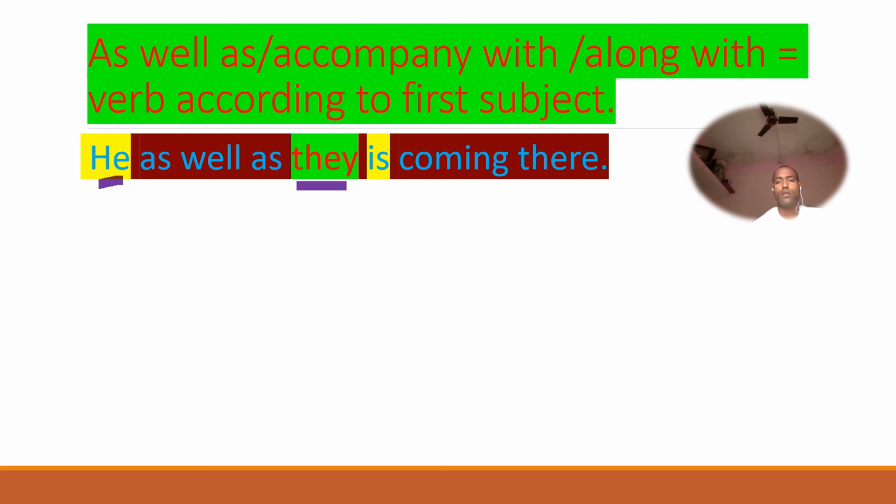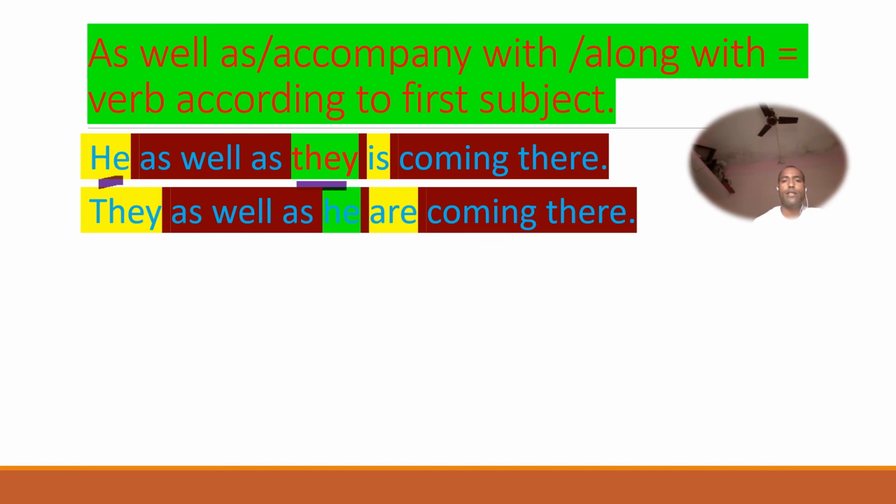It means, what is the first subject? He is the first subject. So he is coming here, right? He as well as they, but we do not count they for the use of the verb. So according to he we use here. The color is also made same for your convenience. Let us see another example. They as well as he, just the case is opposite. They is here as the first subject, so are coming here. But he as well as they is coming. They as well as he are coming.